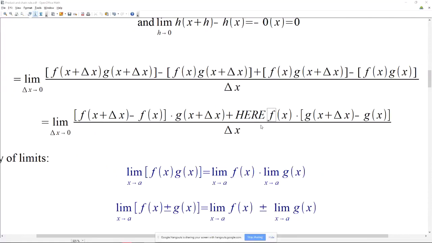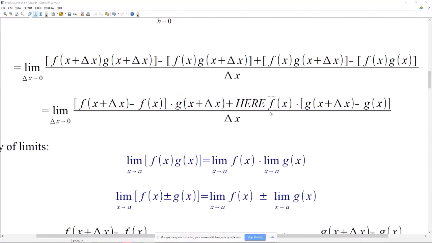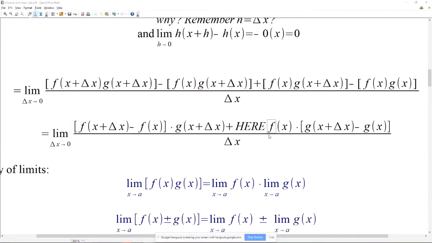Okay, so here is what I'm talking about. This f of x right here is just being factored out from these two things. I'm taking the f of x from here, and the f of x from the f of x of g of x, leaving me this f of x with g of x plus delta x minus g of x, right? All I did was factor it out and put in the parentheses. So that's all they did on that particular line.